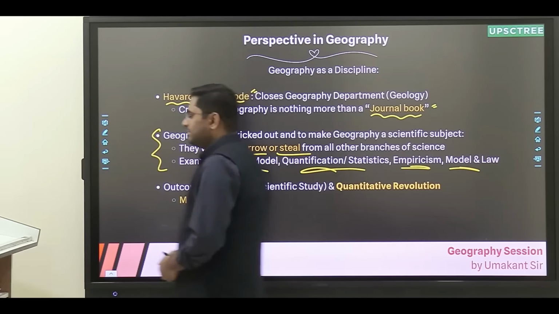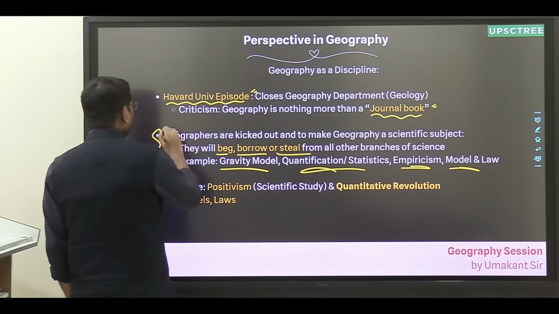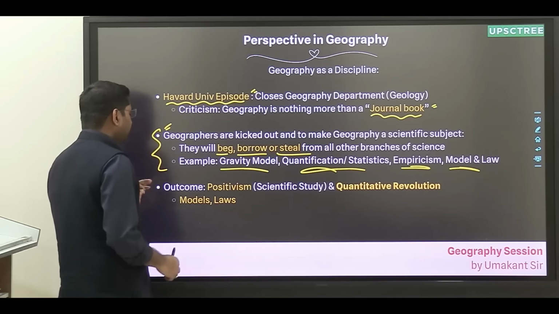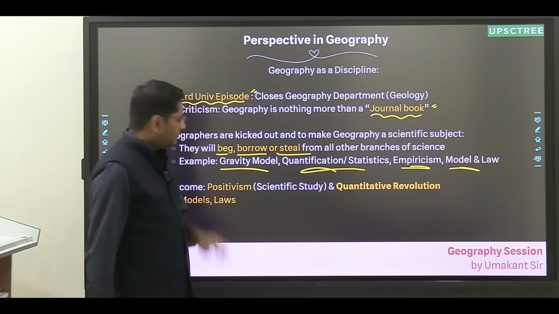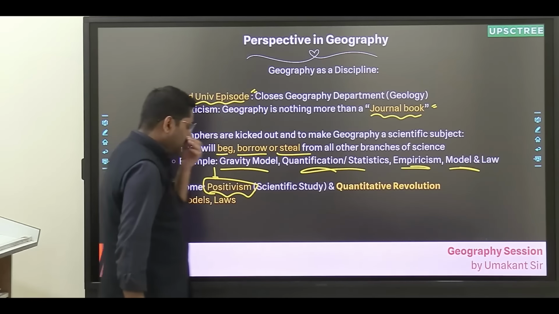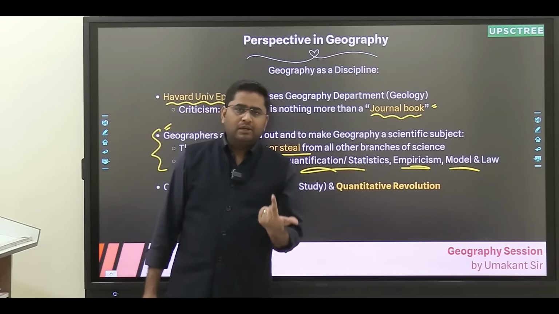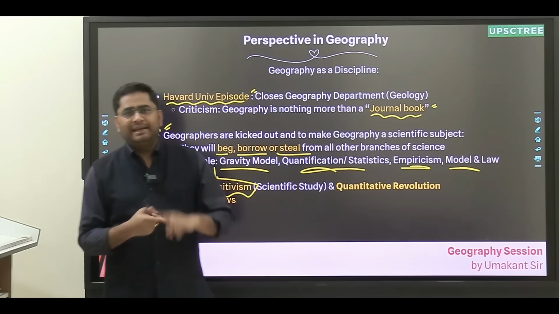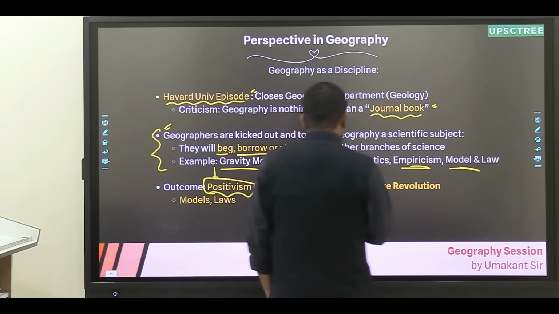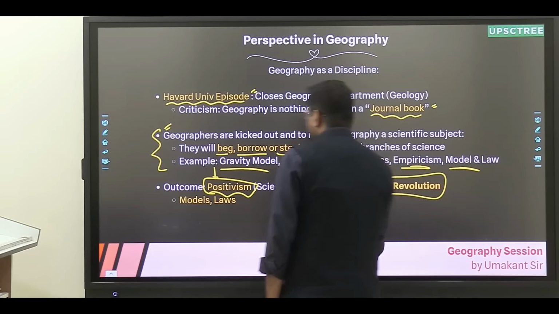These things are because of this particular event. Okay. So geographers will beg, borrow and steal to save geography from extinction. ठीक है. This will give rise to positivism. Positivism का मतलब क्या है? That scientific inquiry, the inquiry is based on data, fact. Okay. So that will eventually result in quantitative revolution.